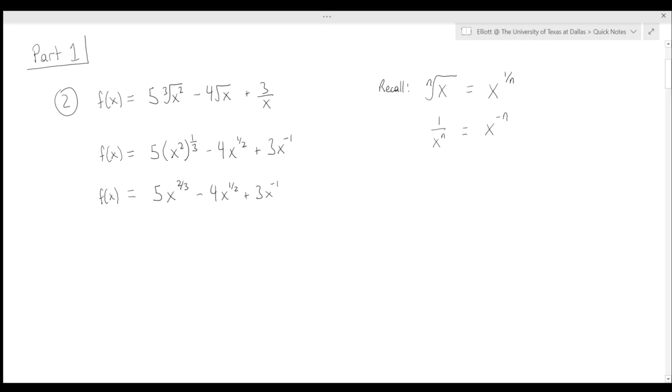All right, now that we've written our function in this form, now we can easily compute its derivative by using the power rule. So the power rule, we're going to bring the 2/3 out front. So multiplying with the 5 will give me 10/3. And then we decrease the exponent by 1. So 2/3 minus 1 will be minus 1/3. Likewise here, bring the 1/2 out front. 4 times a half is 2. And then decrease the exponent by 1. And finally, again over here, bring the -1 out front and decrease the exponent by 1. And then this would give us our final answer for the derivative.